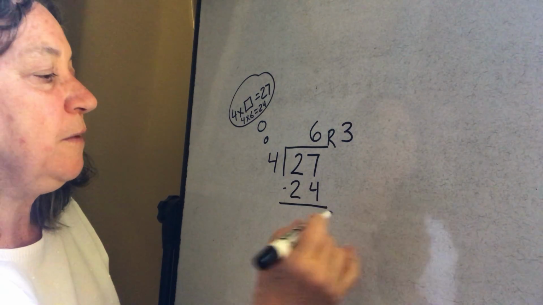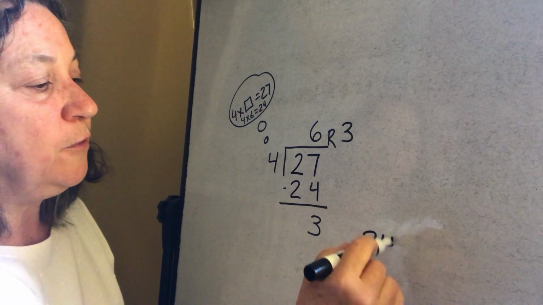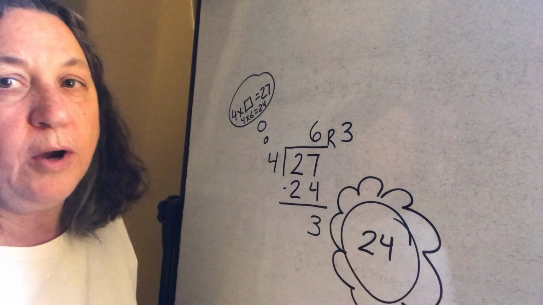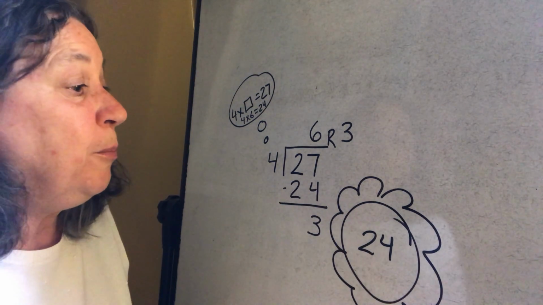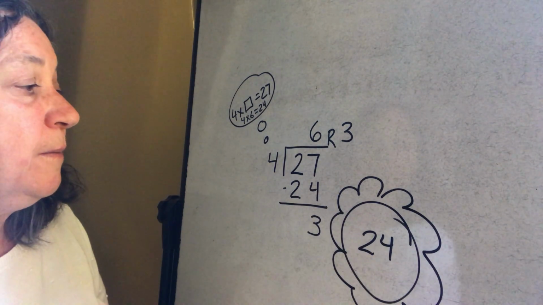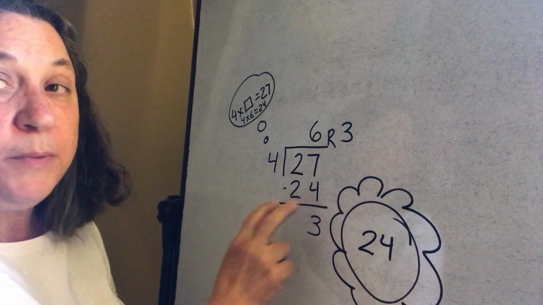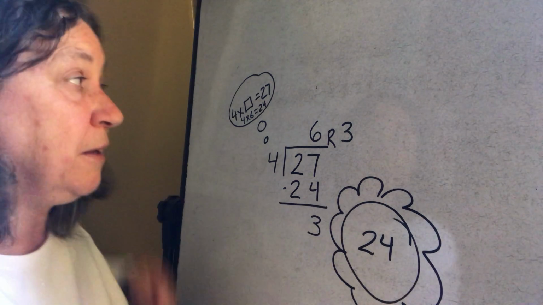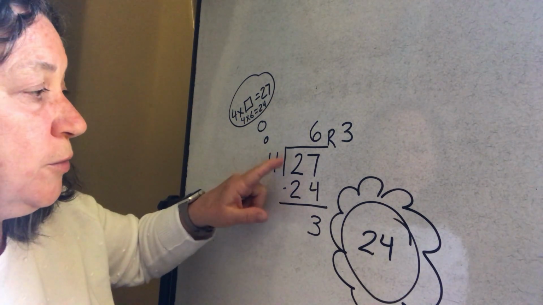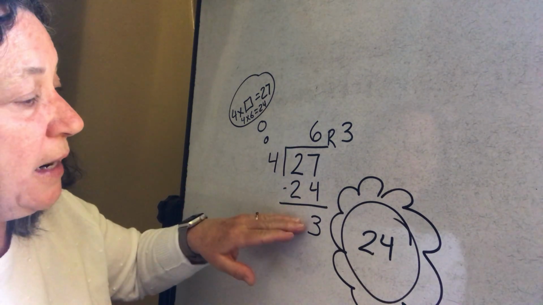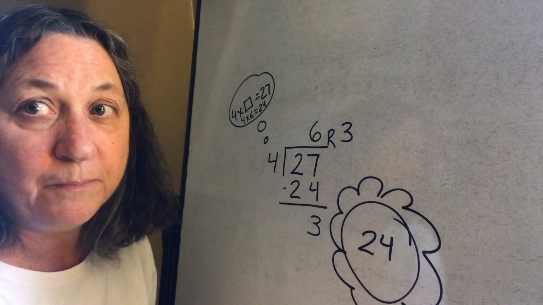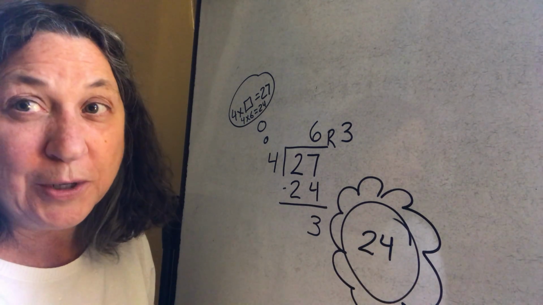Sometimes kids tell me that the answer is 24. Some kids have told me that. They've said, Mrs. Breuer, I did the problem and the answer is 24. Nope, the answer is 6 remainder 3. But 24 is the important part that you did when you're doing your thinking in the thought bubble. 4 times 6 is 24. So when you found that 24, then you subtract, and 6 remainder 3 is the actual answer to this problem, although 24 is part of the work.